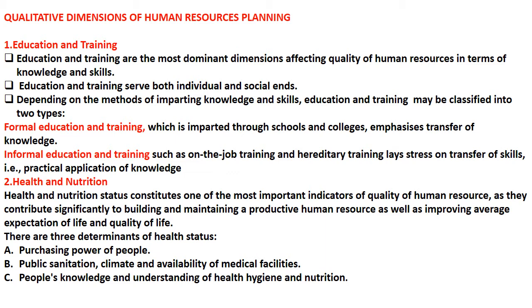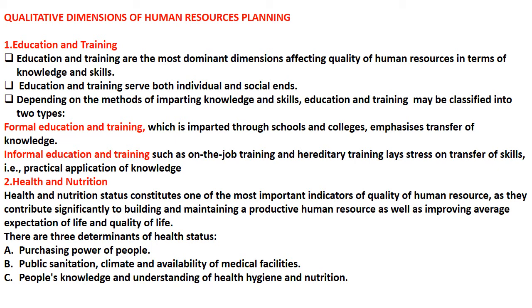Then health and nutrition. So that is another dimension. Health and nutrition status constitutes one of the most important indicators of the quality of human resource. When we are considering the human asset of a nation, first we will consider how educated that society is. Second is what the health status is, whether they are health wise fit and fine. So these are the two main dimensions of assessing the human resource of a country. Okay, so education and training can be imparted through formal ways and informal ways.